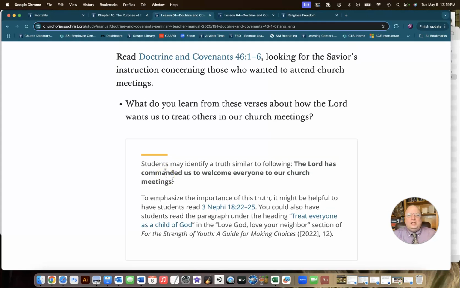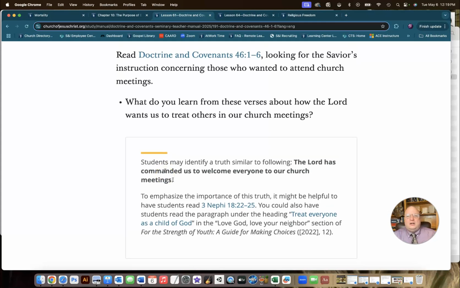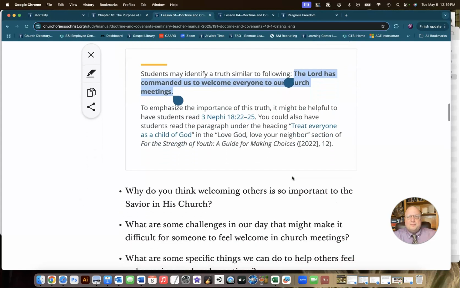Now, after you read the verses in section 46, verses 1 through 6, there's a question. What do you learn from these verses? This is the truth they're hoping students will discover. The Lord has commanded us to welcome everyone to our church meetings.